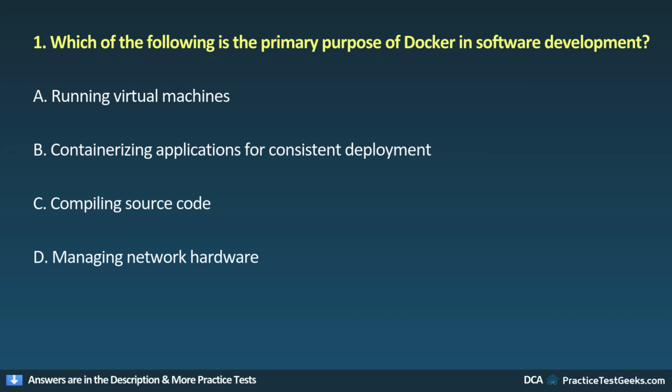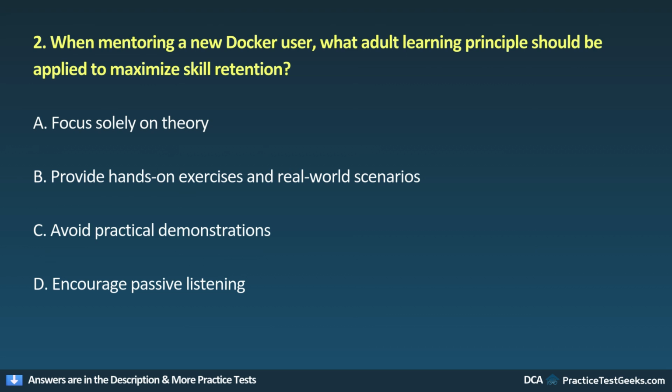1. Which of the following is the primary purpose of Docker in software development? A. Running virtual machines. B. Containerizing applications for consistent deployment. C. Compiling source code. D. Managing network hardware.